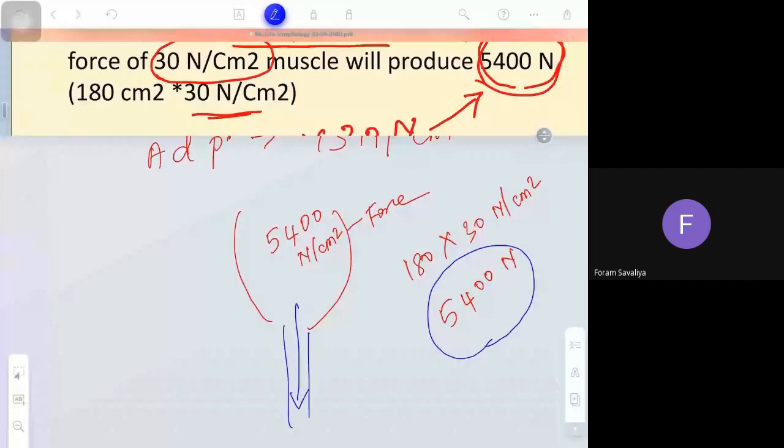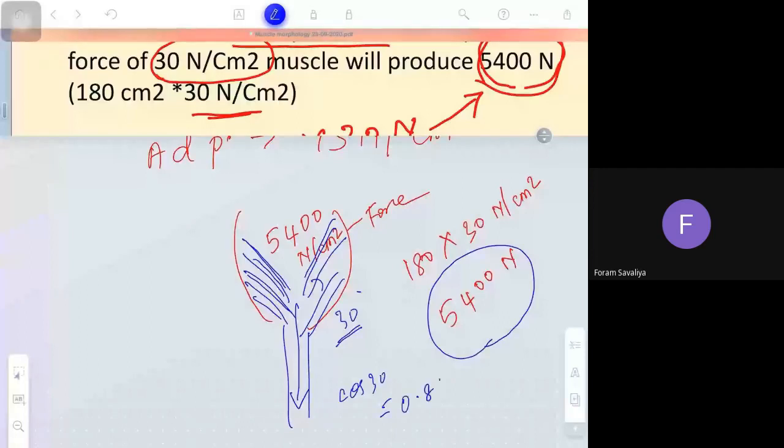All the force is not transmitted to the tendon because some muscles have an oblique orientation, that is, a 30 degree orientation. So what we discussed, cos 30 is 0.86. So only 0.86 of 5490 will be transmitted to the tendon.